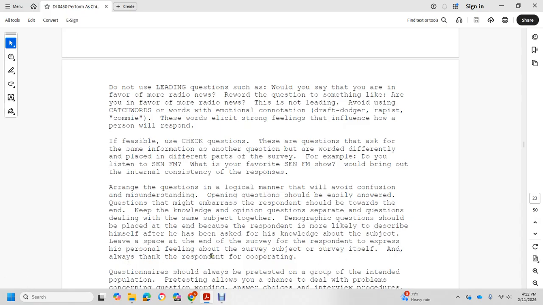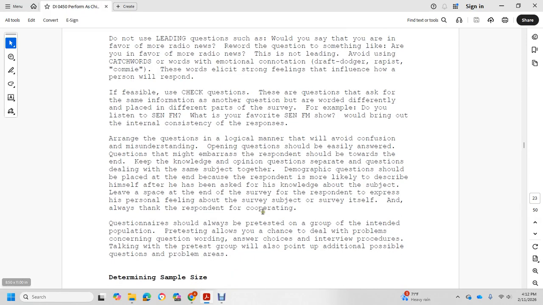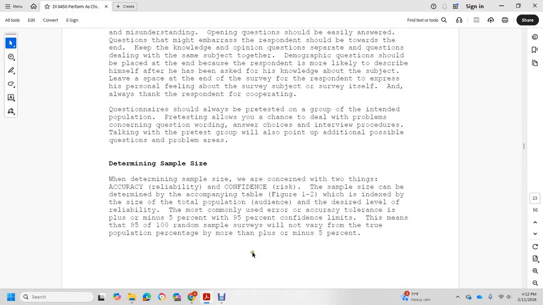Always thank the respondent for cooperating. The questionnaire should always be pretested on a group representative of the population. Pretesting gives you the chance to deal with problems concerning question wording and answer and interview procedures. Talking with a pretest group will also point out additional possible question areas.